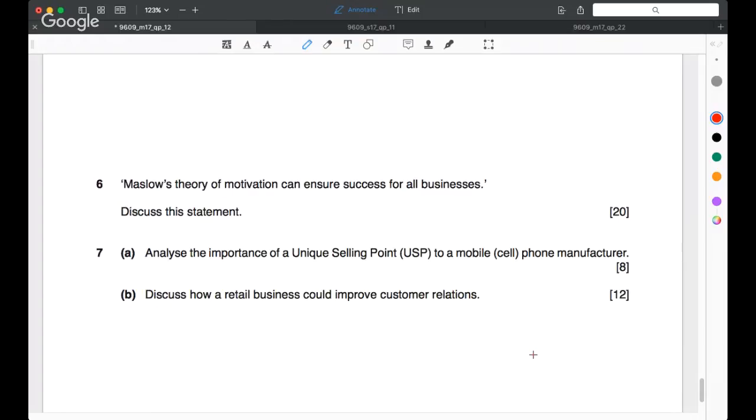And the question is asking you to discuss it. So good answers here will analyse those key features. It's important that you understand the strengths and weaknesses of the Maslow motivational theory, and make evaluative comments and arguments directly relevant to the statement and the question.